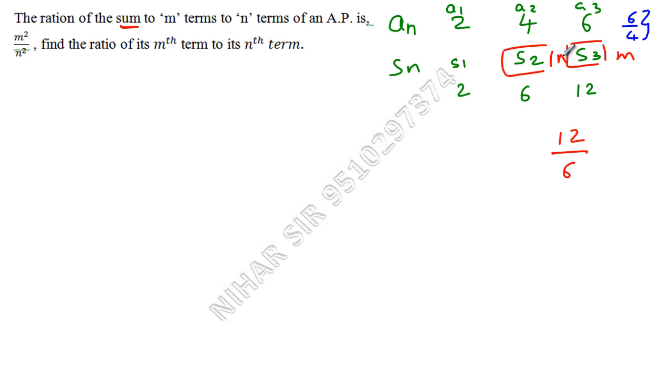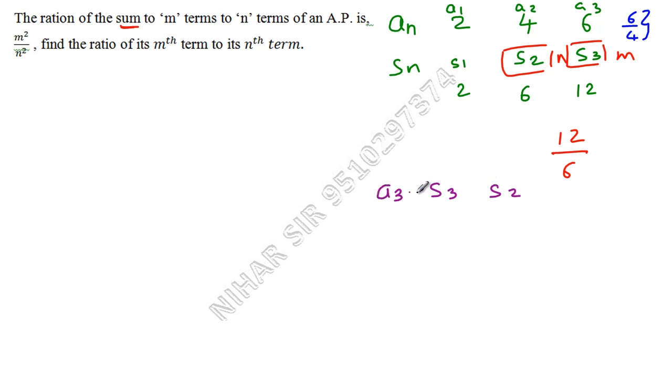Now is there any way that we can find these with the help of this information? Let me explain this. Once you understand this, you will find this question too easy. So here let us say you know s3 and s2. You have these two values. You know the sum of the first three terms and you know the sum of the first two terms. And if you want to know a3, just take the difference.